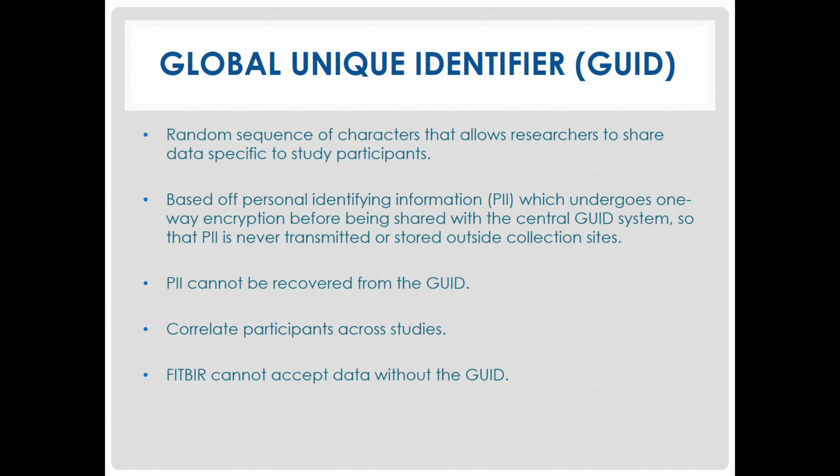The Global Unique Identifier, or GUID, is a random sequence of characters that allows researchers to share data specific to study participants. It is based off personal identifying information which undergoes one-way encryption before being shared with the central GUID system, so that PII is never transmitted or stored outside collection sites. PII cannot be recovered from the GUID.